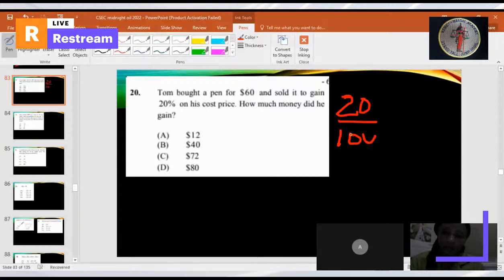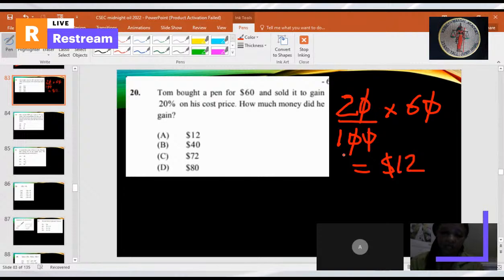All right. So now I can cancel my zeros. What am I left with? 2 times 6 is 12. So that's $12, because they only want to know the profit. How much did he gain? They're not asking how much he sold it for. If they wanted to know how much he sold it for, we'd have to add the profit to the $60. But they just want to know how much he gained. So what was the profit?